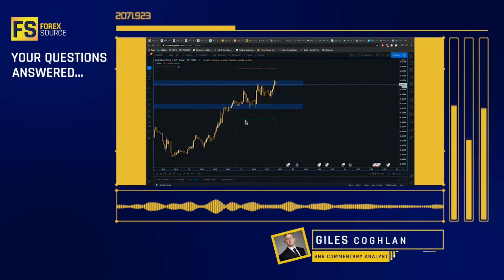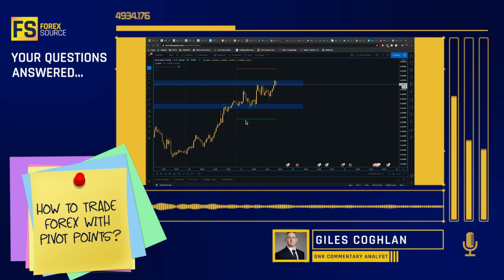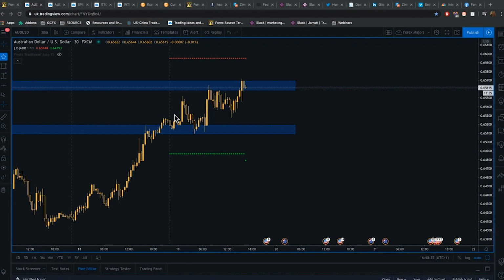Had a question about how to trade Forex with pivot points. And here's a simple demonstration. So, for example, today we have an upside bias on the Australian US dollar currency pair.